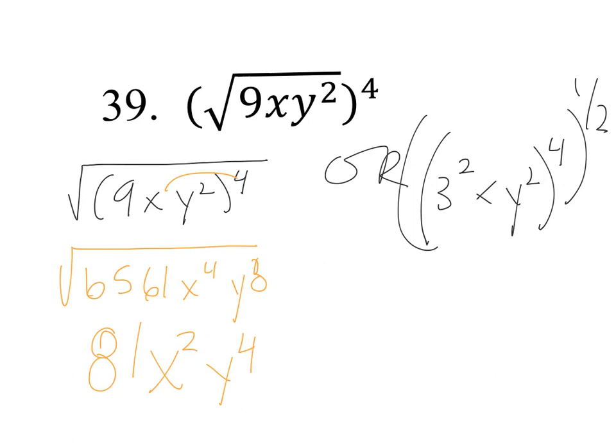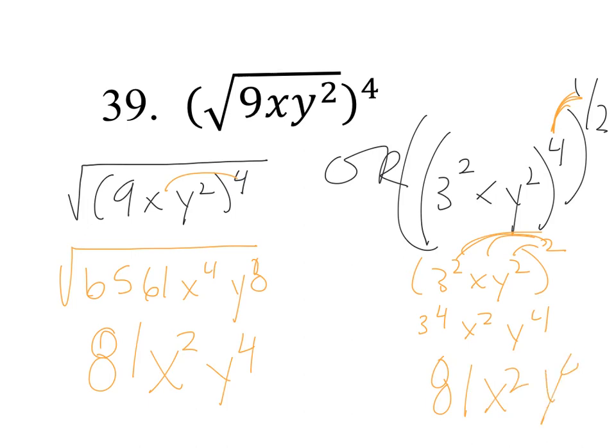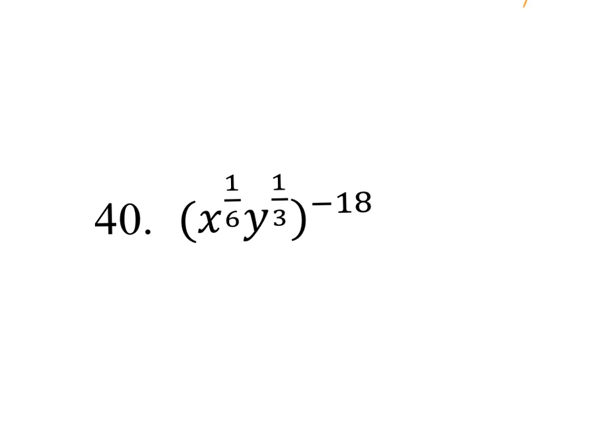Here I could do my power to a power right here, so 1/2 times 4, so this inside stuff doesn't change at all, it would give me 2, and then I would have 3 to the 4th, because 2 times 2, x squared, y to the 4th, and 3 to the 4th is 81. Got x squared y to the 4th. Both of them, same answers.